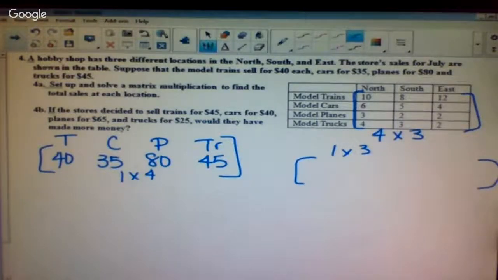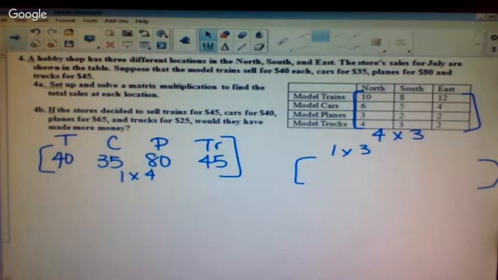Okay, I'm also going to get you set up for B. That way you guys can just plug them in and get them, and then we'll go over them. So B says, the stores decided to sell trains for 45, cars for 40, planes for 65, and trucks for 25. Would they have made more money? So what do you need to do for B? You're just going to have to adjust the numbers for this.